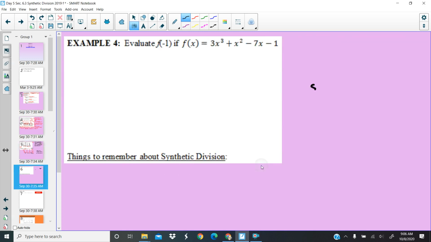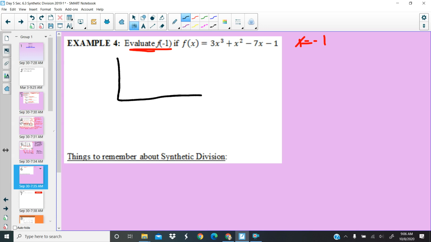So the last thing that we said that we could use synthetic division for was to evaluate for a number. So if we have f of -1 and it gives you f of x, then what that's telling you is that x is going to equal -1. And then we want to evaluate for -1 for f of x. So we're going to do that by doing synthetic division. I will say this isn't the only way to evaluate, but I'm going to show you how to do it that way and then show you how to check yourself.